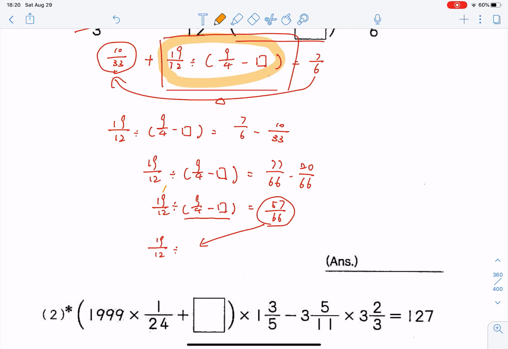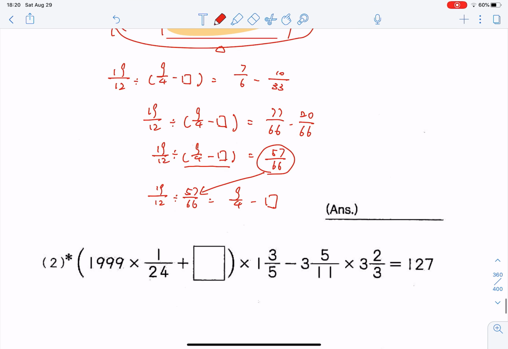So let's go back to the question. Okay, so I have 19 over 12 divided by 57 over 66 is equal to 9 over 4 minus the box. Over here, 19 over 12 multiplied by 66 over 57 is equal to 9 over 4 minus that. So let's solve that. Should be very simple, right? This one is just 2. This one is 11. This one is 1. That one's 3. Perfect, I got 11 over 6.